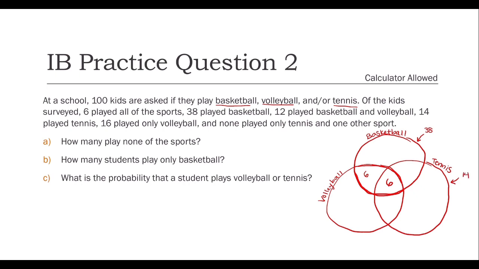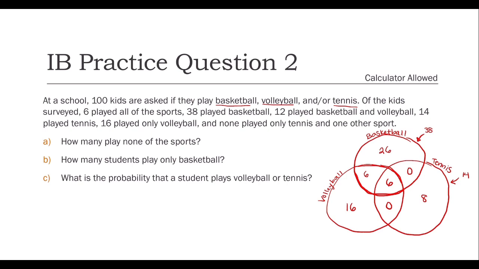16 played only volleyball. So only volleyball would be the section of volleyball that doesn't overlap with any of the other ones. So that would be 16 here. And then it said none played only tennis and one other sport. So none played tennis and only basketball, and none played tennis and just volleyball. So now we can fill in our other portions. So this last portion of basketball, the whole circle has to add to 38. So we'll do 38 minus 6 minus 6. So we'll have 26 left in this big section. And then for tennis, we'll have 8 here because 8 plus 6 is 14.